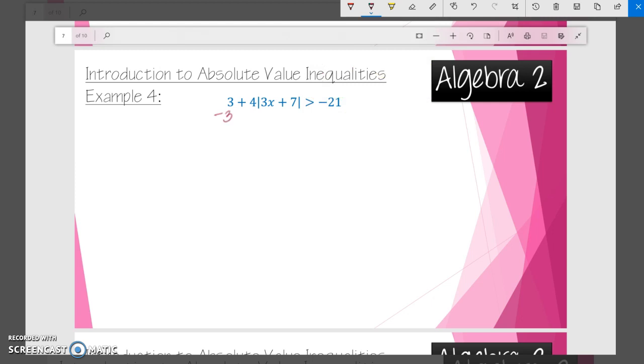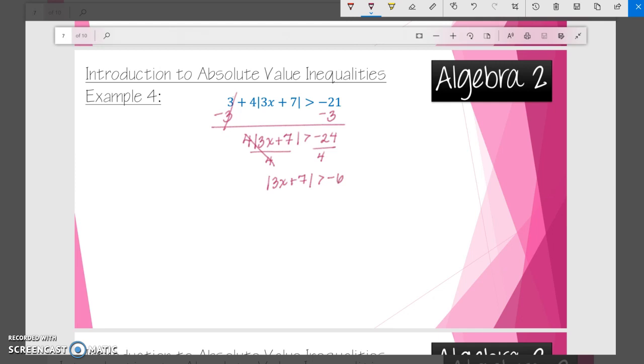So I'm going to start that off by subtracting 3 here and subtracting 3 here. So I'll end up with 4 times the absolute value of 3x plus 7 is greater than negative 24. At that point, I can divide both sides by 4 to get rid of the coefficient, and I'll be left with 3x plus 7 in absolute value bars is greater than negative 6.